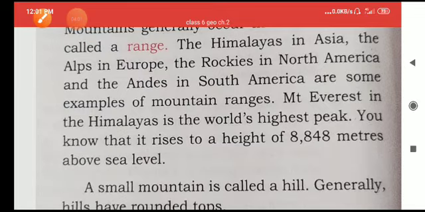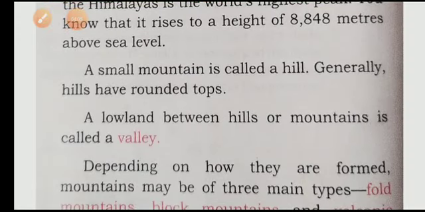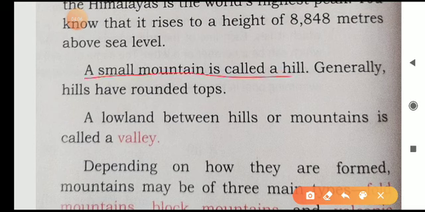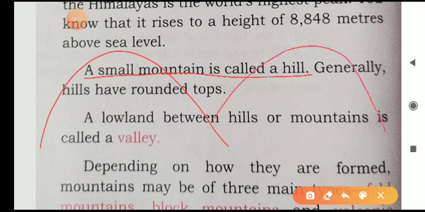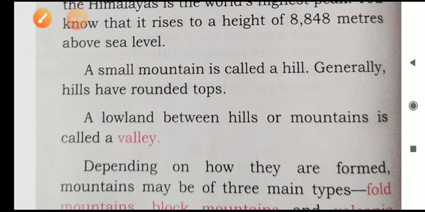And now we will learn about the difference between hill and mountain. A hill is a small mountain and the top portion has a round shape. A small mountain is called a hill. Generally hills have rounded tops. A lowland between hills or mountains is called a valley. Now we have learned about range, peak, valley and hill. What is a hill? A small mountain is called a hill. The lowland between hills or mountains is called a valley.